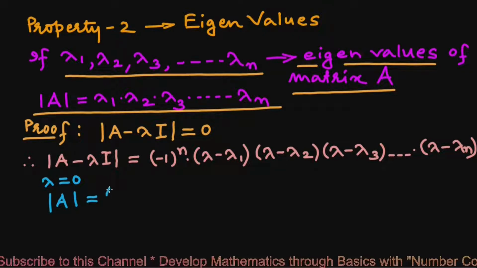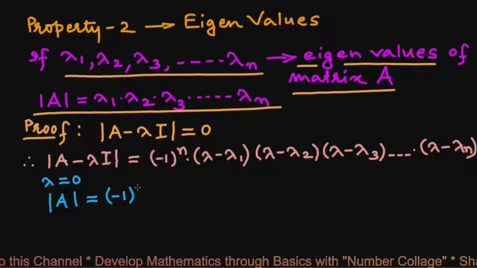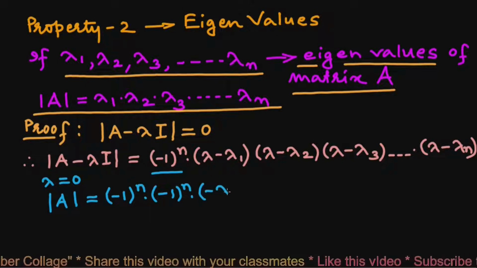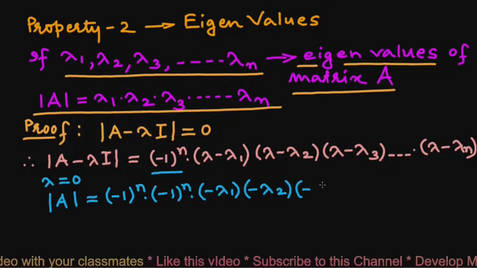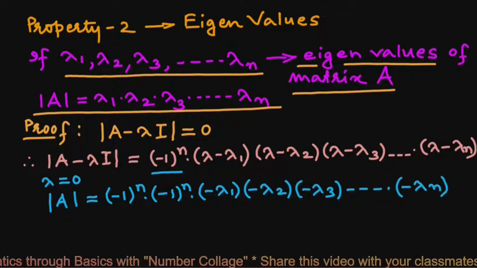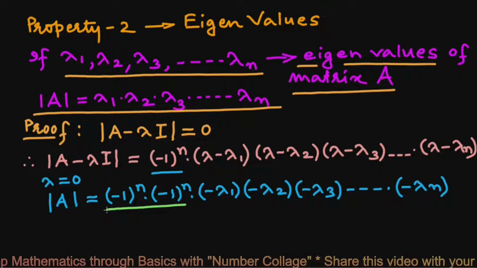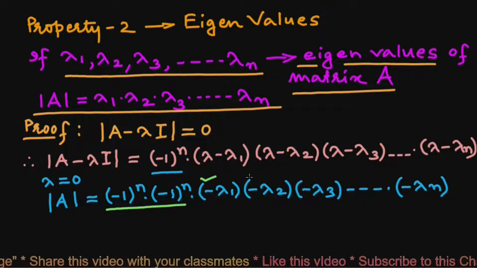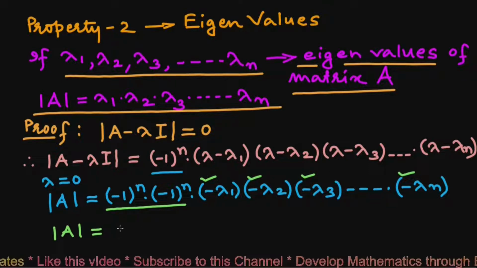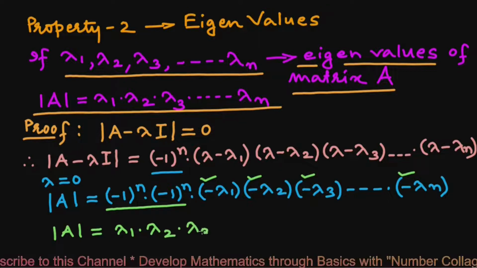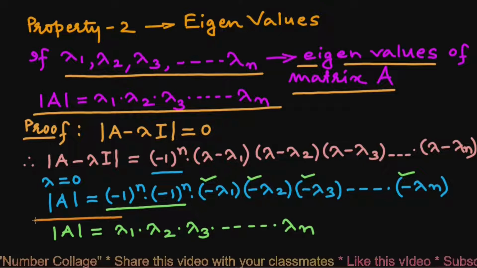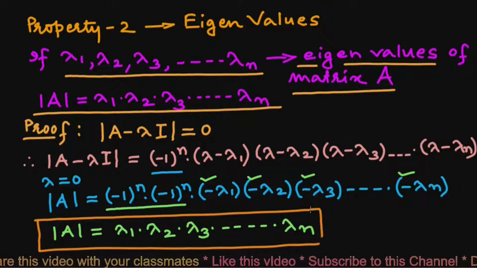So this equation will reduce to determinant A minus 0 into I, that will be determinant of A equals, by the rule of product of eigenvalues, -1 power n into this -1 power n into minus lambda 1 into minus lambda 2 into minus lambda 3, so on and so forth into minus lambda n. Therefore we can write -1 power n into -1 power n and minus sign of each lambda. We get determinant of A equals lambda 1 into lambda 2 into lambda 3 into so and so forth into lambda n. So this is the property that we have to prove.